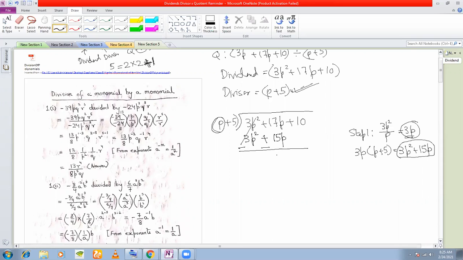Here what do you get? 17p minus 15p, you get 2p, and you bring down a 10. Okay, step 1 is over. Now next we look at step 2.